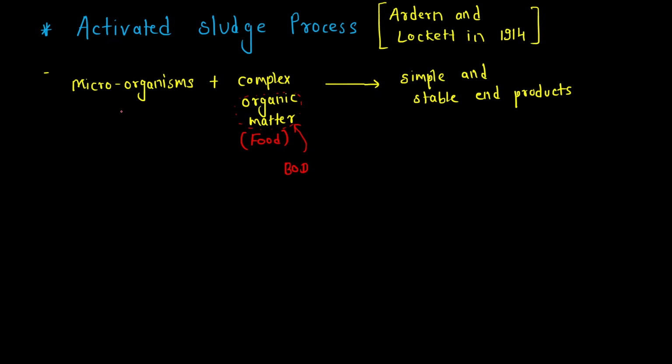Whereas the microorganisms we will denote with MLSS. What MLSS is, we will see later. For now, just remember these two things: the food, or organic matter, is represented by BOD, and the microorganisms are represented by MLSS. This is the first concept that you should know. The second concept is what happens in an aerobic reaction, because in this activated sludge process this is going to take place.